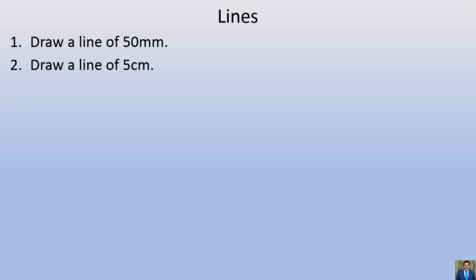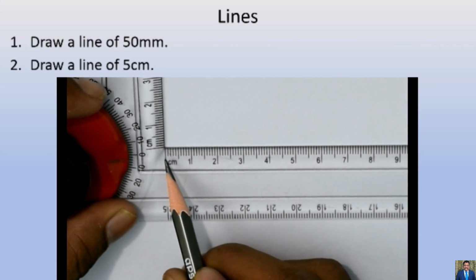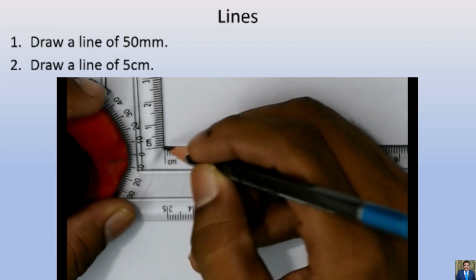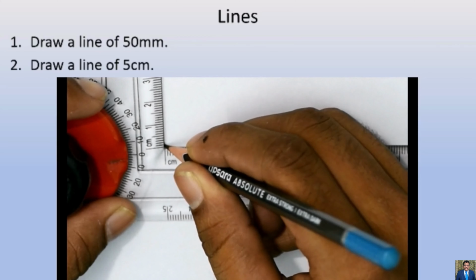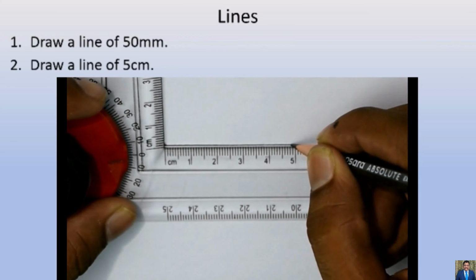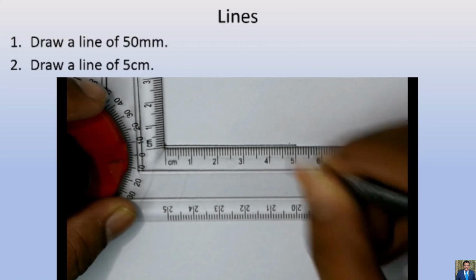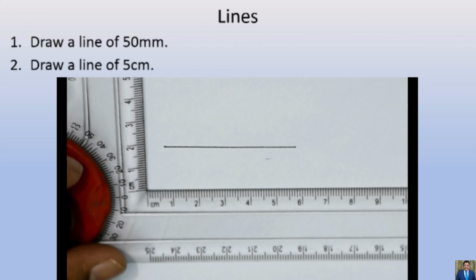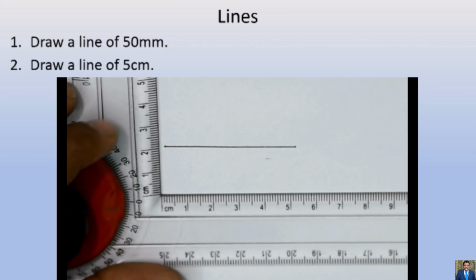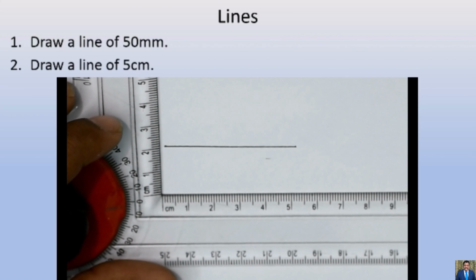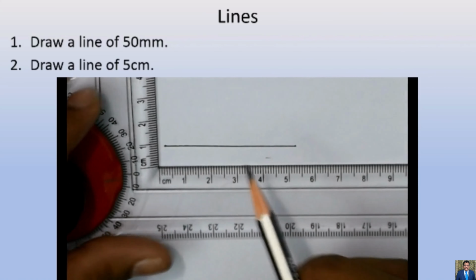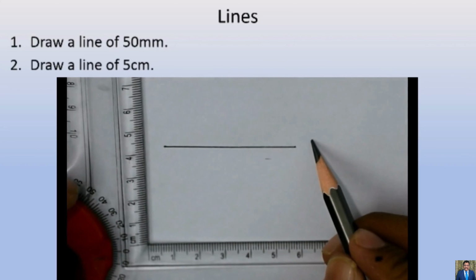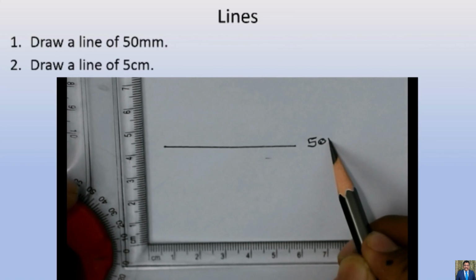So we'll see first how to draw a line of 50 mm using the drafter. You can observe here 1, 2, 3, 4, 5. These are centimeters, so the small divisions are mm. From 1 to 5, if I take, this is going to be 50 because every one division is 10 mm. So this is a 50 mm line. This is our first line of 50 mm. I hope you have seen that. And now I'll just write it here, 50 mm.